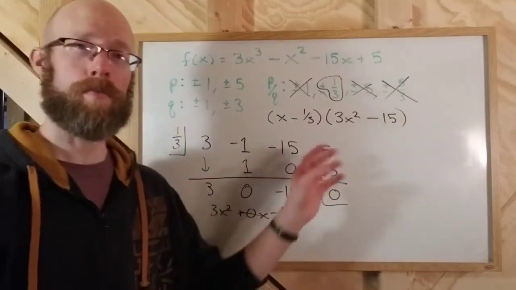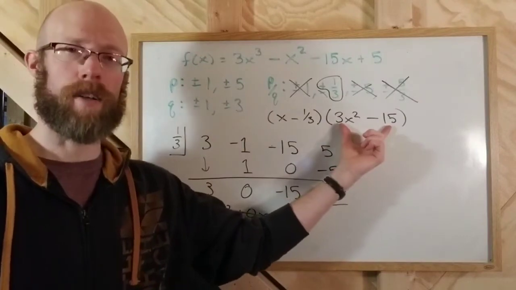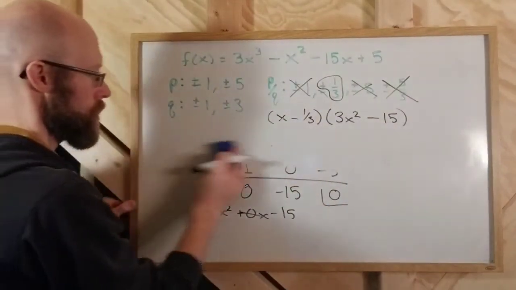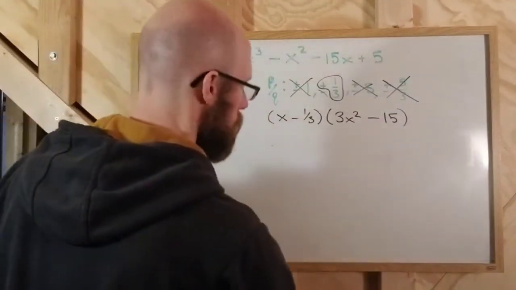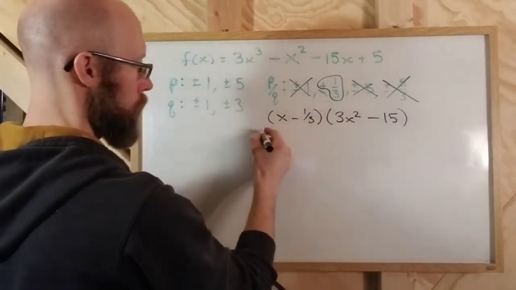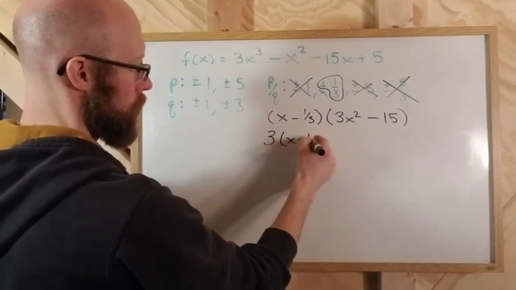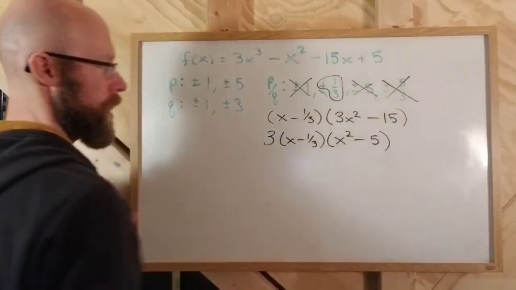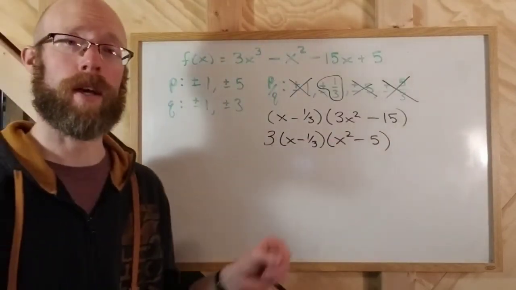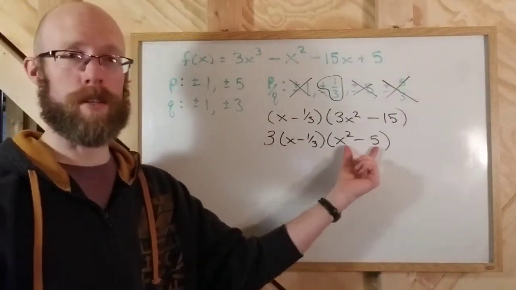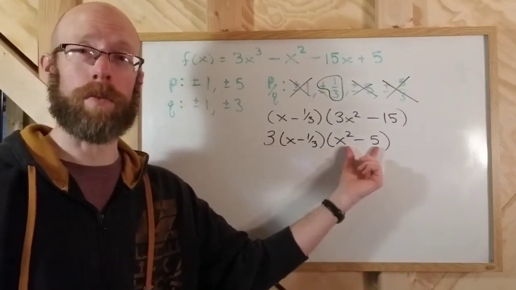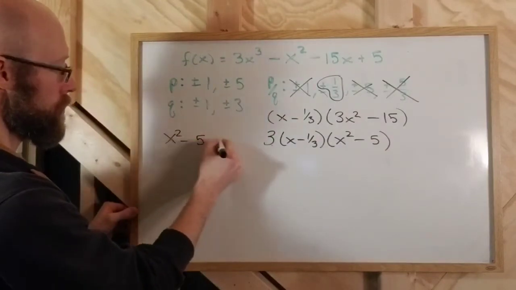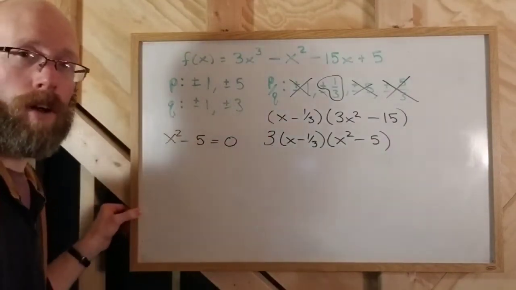At this point I can already see I've got a common factor of 3. If I pull that out, that's going to simplify things a little bit. So let's do that. I'll pull a 3 out all the way out front just to get rid of it, and I get x squared minus 5. To find the zeros of the depressed part of the polynomial, I just set x squared minus 5 equal to 0 and solve for x.